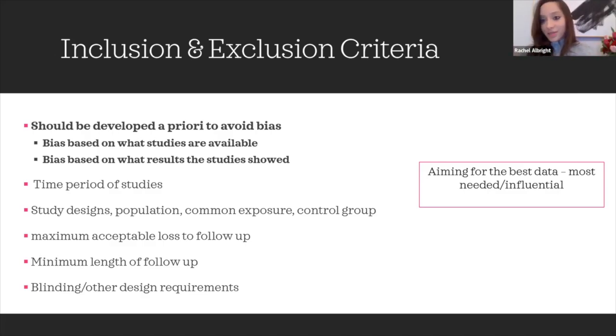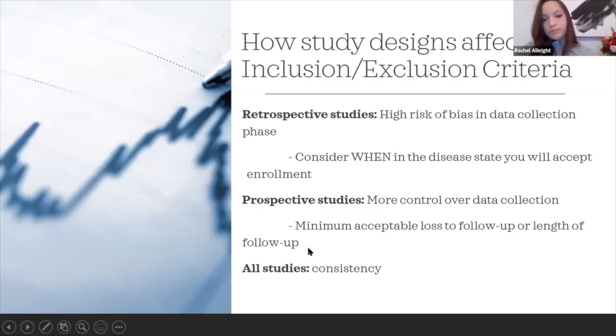What study designs do you want to include? What type of study design is going to be the best to answer your question? The population, are you only looking at studies that have a control group or some kind of comparison group? Think about the length of follow-up. Really, in your inclusion and exclusion criteria, you're aiming to obtain the best data that is most needed and influential for the readership. So that's what you should be thinking of as far as what kind of study am I going to include to answer this research question.